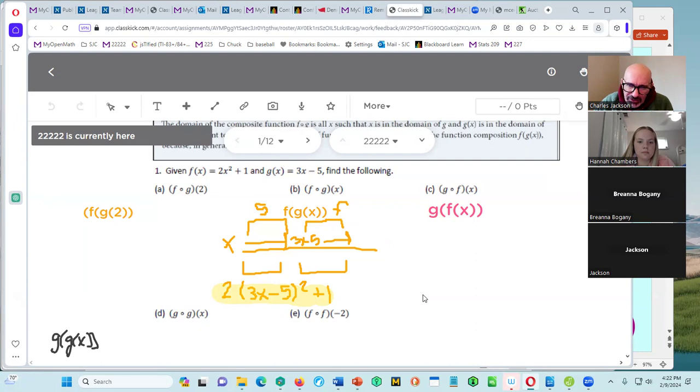So Brianna, you think it's going to be the same answer for C? Is G composed with F the same thing as F composed with G? Namely, 2 times the square of x, 3x minus 5 plus 1? Or will it be different, you think? The same. Well, go ahead and work it out, and we'll see.